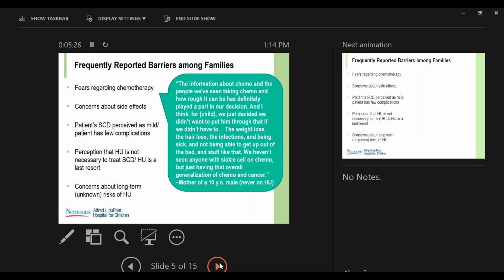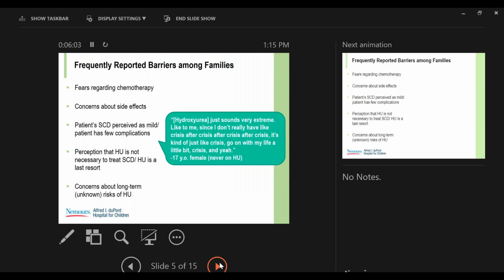So for example, this mom talks about just the thought of chemotherapy and all the associations that the lay public tends to have about chemo, about weight loss, hair loss, infections, not being able to get out of bed, just kind of the idea of a chemotherapy patient. Even though we don't see those side effects in kids with sickle cell disease who are on hydroxyurea because it's used at a much lower dose, that's still something that patients and families really feel very fearful about.